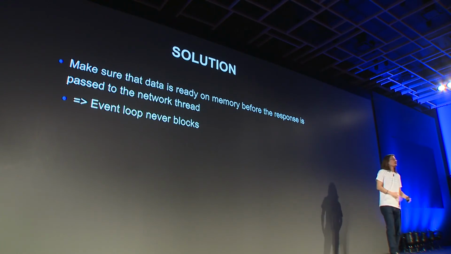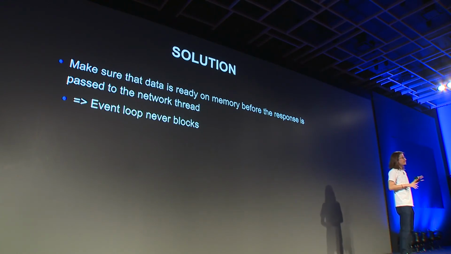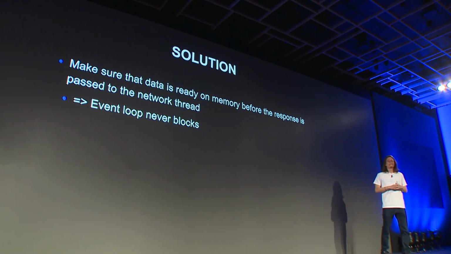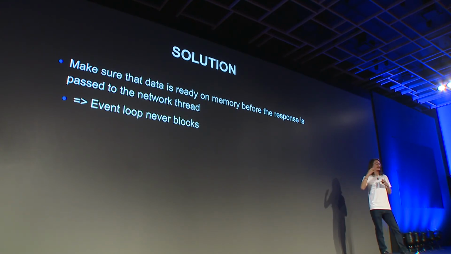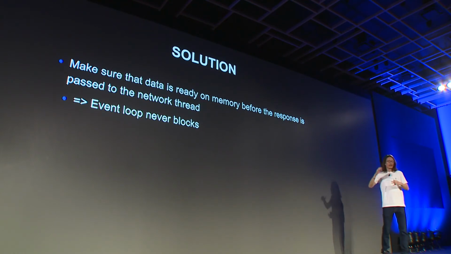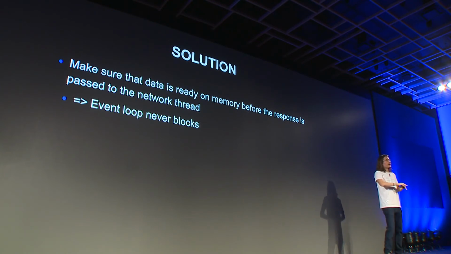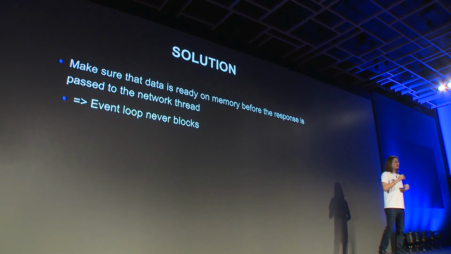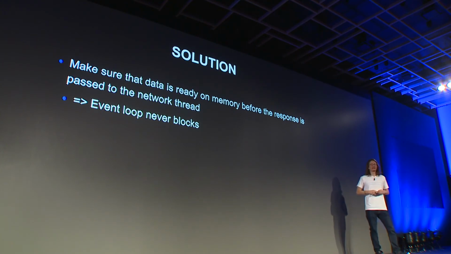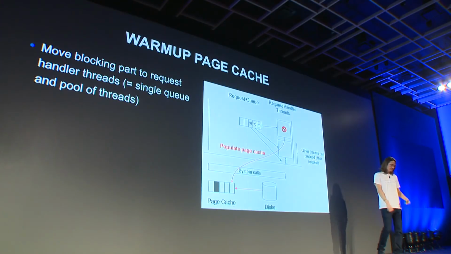To solve this, we thought of many ideas, and what we arrived at in the end is this: the event loop is not supposed to be blocked, so we try to fix it so it won't be. In order to do that, when sendfile is called on the network thread, the targeted file has to already be loaded into the page cache. That's the improvement we tried to implement in the broker.